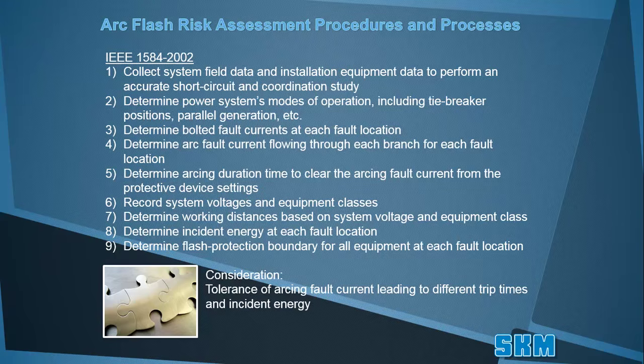Determine arcing duration time to clear the arcing fault current from the protected device settings. Record system voltages and equipment classes. Determine working distances based on system voltage and equipment class. Determine incident energy at each fault location. Determine flash protection boundary for all equipment at each fault location. Also take into consideration the tolerances of arcing fault current leading to different trip times and incident energy.